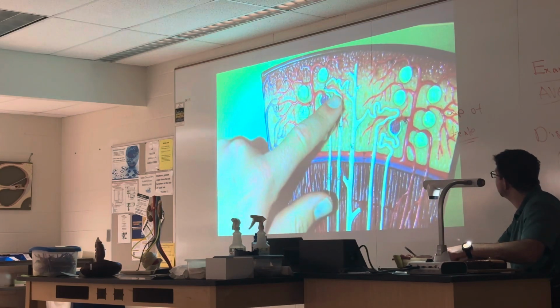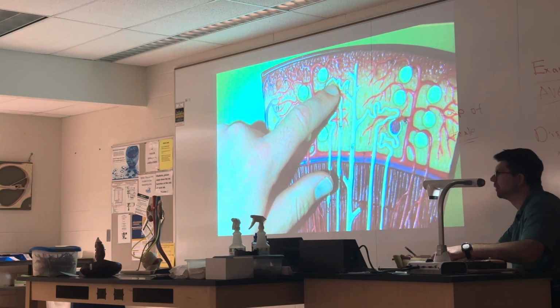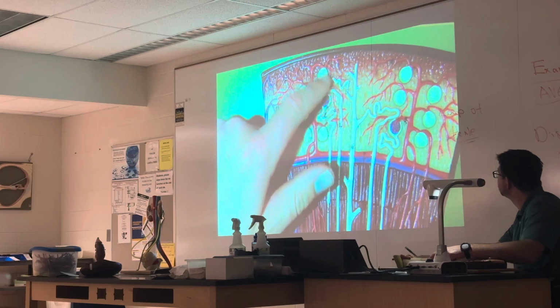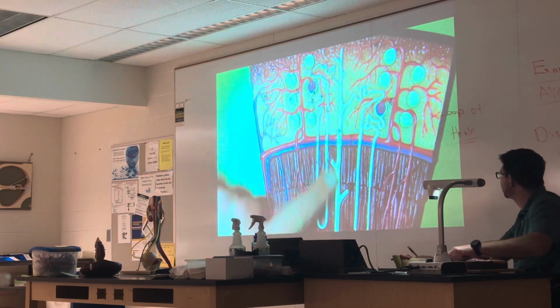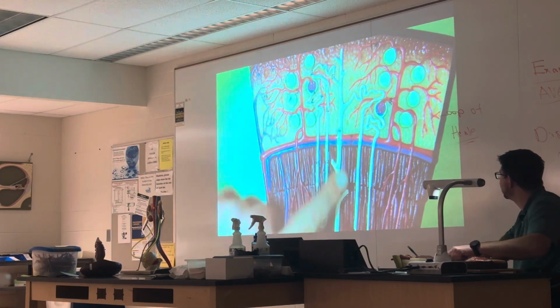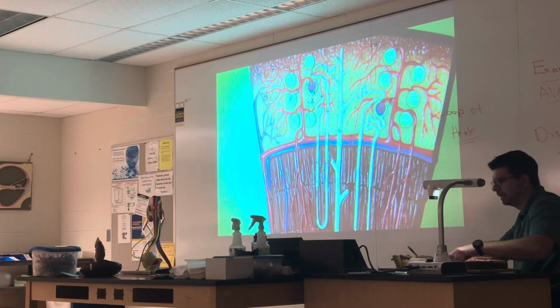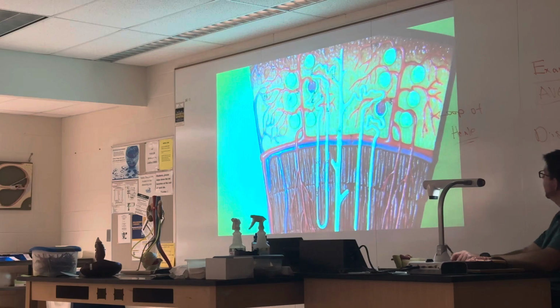Then the filtrate makes its way up into the distal convoluted tubule right here. And then from there, the filtrate pours into your collecting duct. This long, light yellow vertical structure here is the collecting duct. And again, there's many nephrons that are dumping their filtrate into that collecting duct. And ultimately then we form urine.